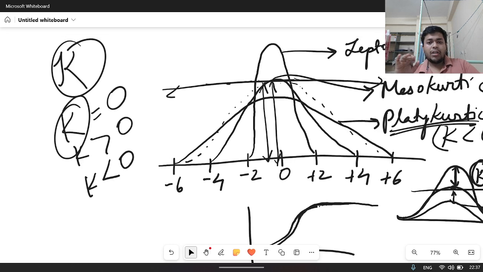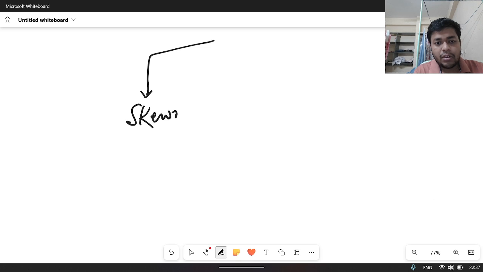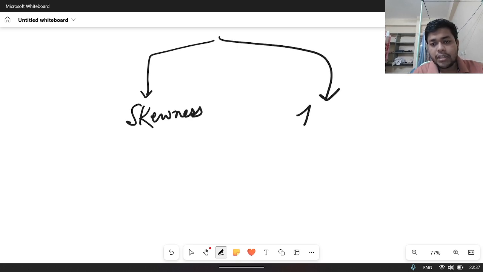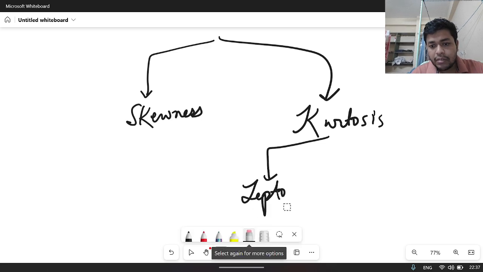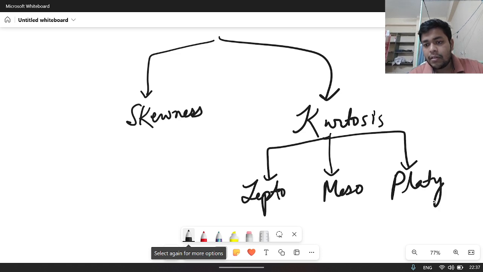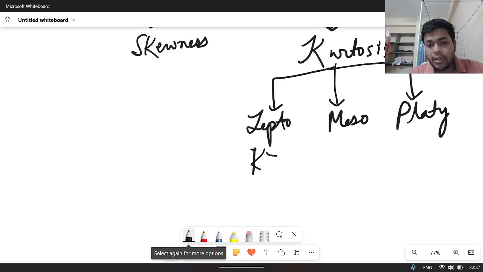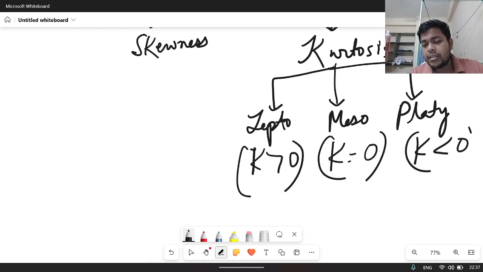So this is all about today's class. What did we learn? Variations. One is skewness, horizontal variation. One is kurtosis, vertical variation. Kurtosis can be leptokurtic, mesokurtic, and platykurtic. Understand it. Lepto K greater than 0, meso K equal to 0, platy K less than 0.